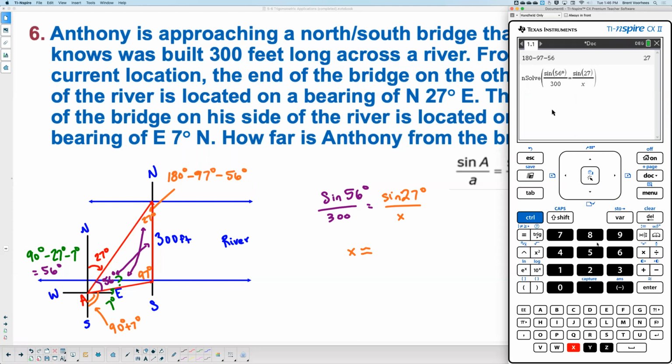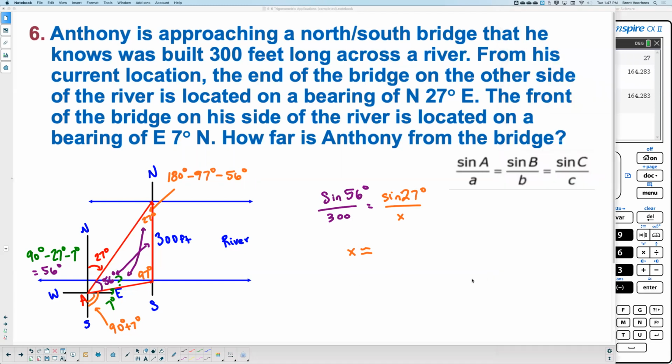And again, if you want to solve this by algebra, you just cross multiply and divide. You multiply across and then divide to get x isolated. Let me add the degree symbol there as well. And yes, the answer would be 164.283. So I want to say approximately 164, and I'm going to round to the nearest tenth, 164.3 feet is how far Anthony is from the bridge.